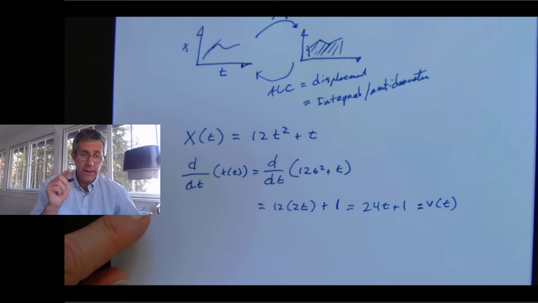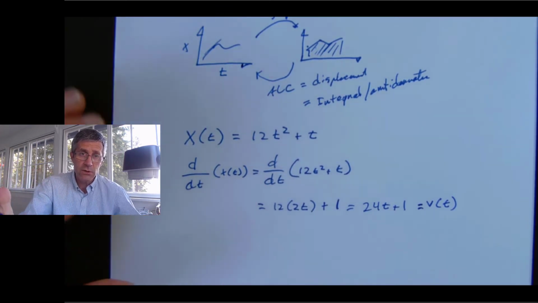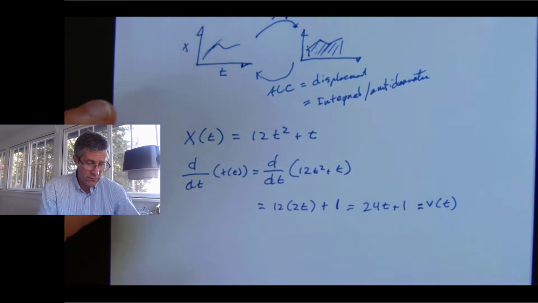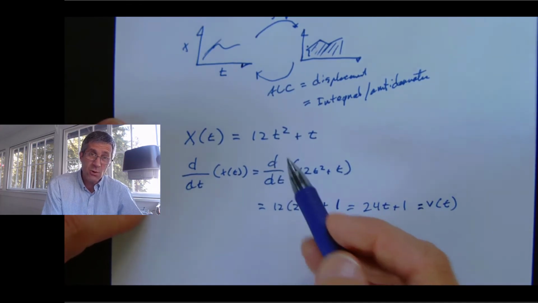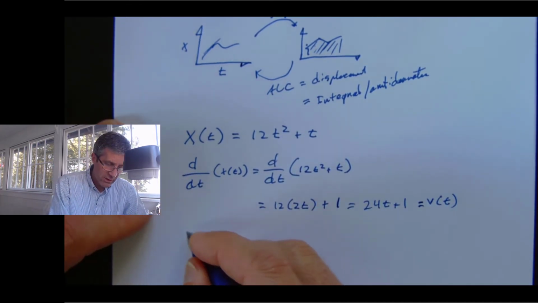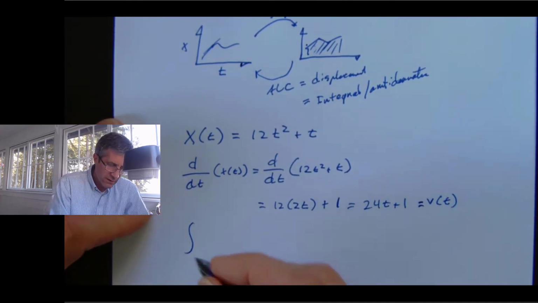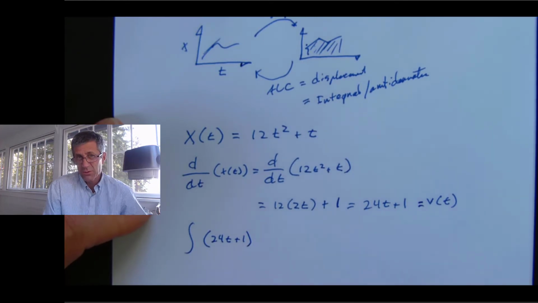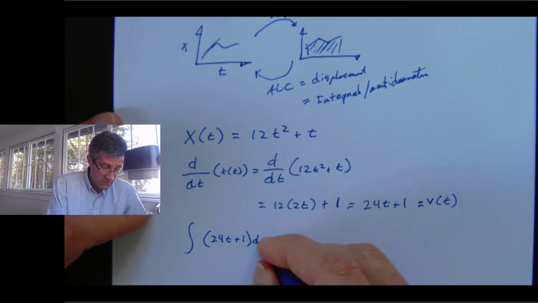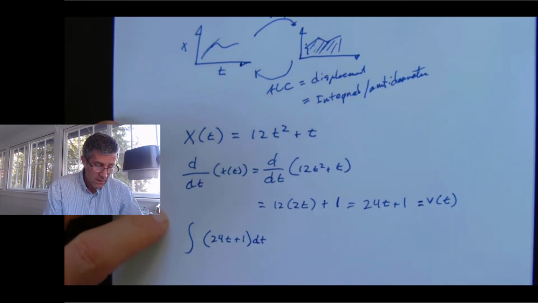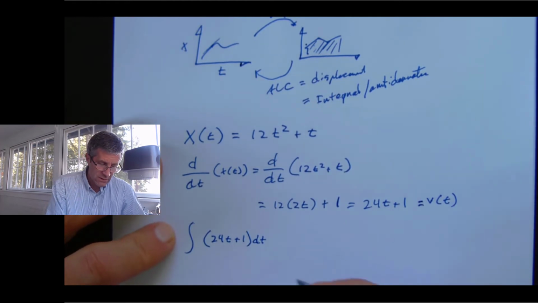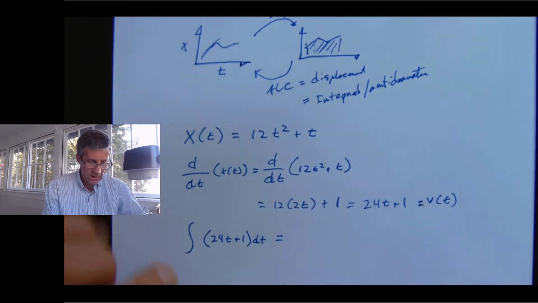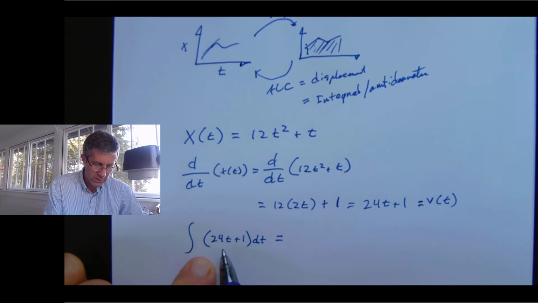The antiderivative, though, is just going to be doing the reverse of this. The antiderivative is a way for us to get from this back to what we started with. So this is going to be the integral, and it would take the integral of a function, 24t plus 1, with respect to something, in this case with respect to time. When I take the derivative of this, what do I end up with?